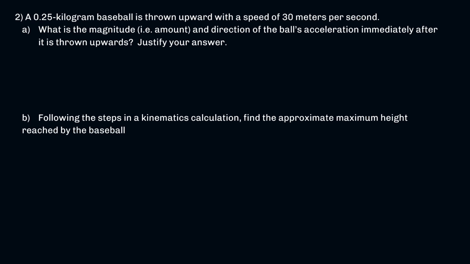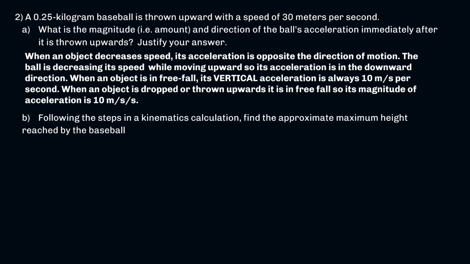So we can have this typed out here. When an object decreases speed, its acceleration is in the opposite direction of motion. With throwing it upwards, we have a decrease in speed while moving upward, so its acceleration is in the downward direction. Then, when an object is in free fall, its vertical acceleration is always 10 meters per second per second. We know that any object dropped or thrown upwards is going to be in free fall, so its magnitude of acceleration is 10 meters per second squared.